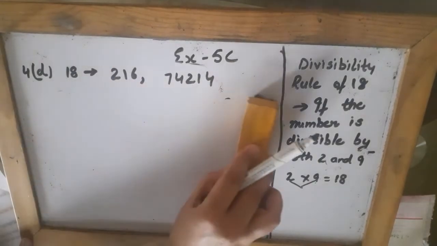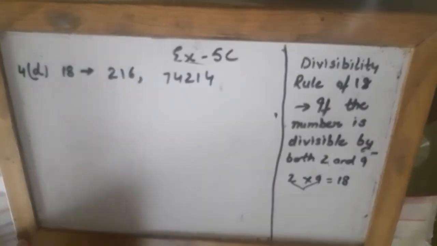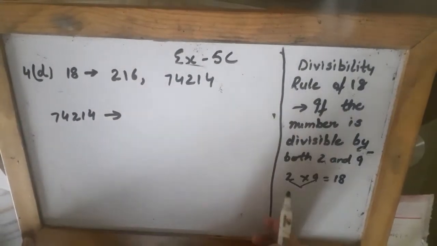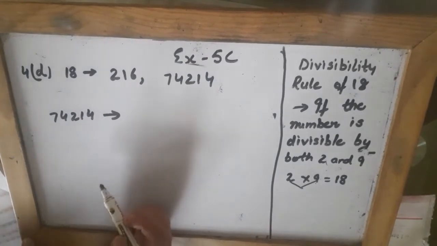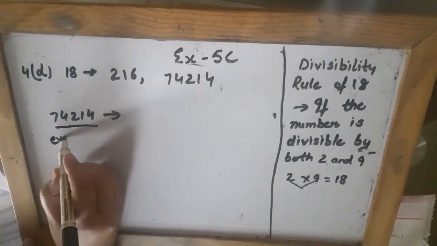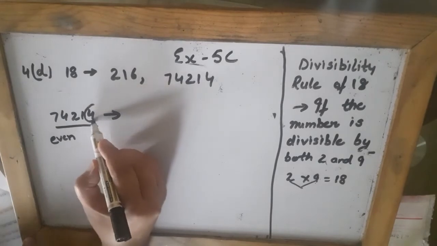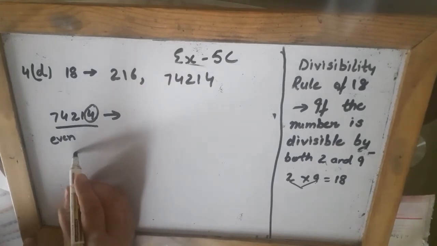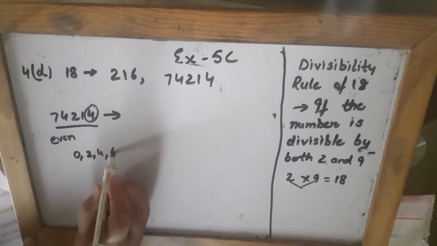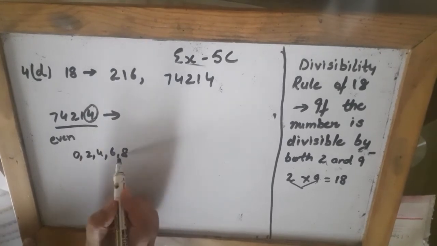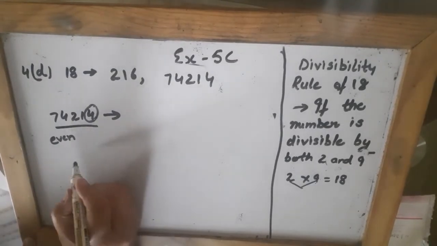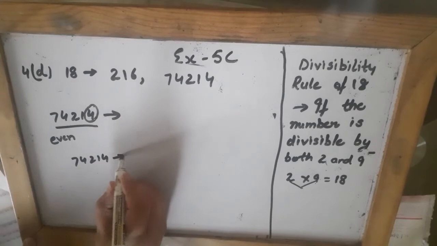Now let me take the next number, 74214. First I will check its divisibility by 2. Is this number divisible by 2? Yes, because this is an even number. How do I know? I look at the last digit. The last digit is even, it goes in the table of 2, it's a multiple of 2. 2 2s are 4. So I said all the numbers which have 0, 2, 4, 6, 8 at their ones place are divisible by 2. So 74214 is divisible by 2.